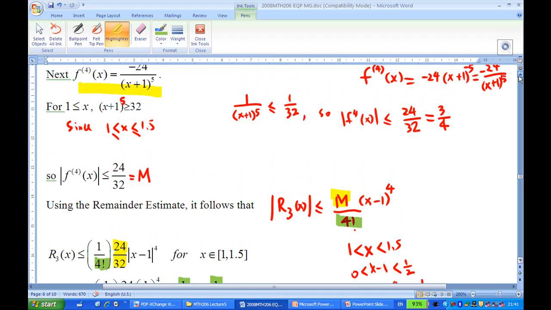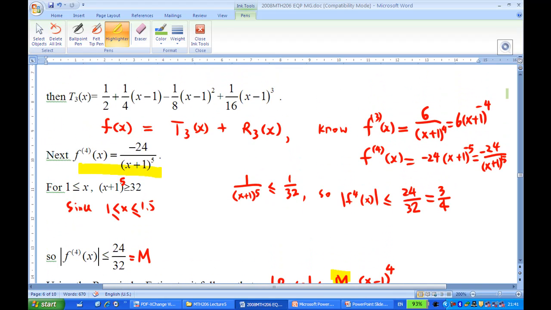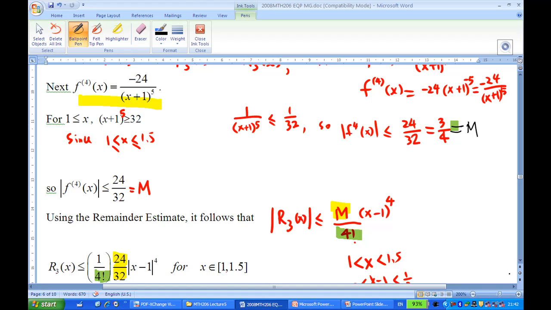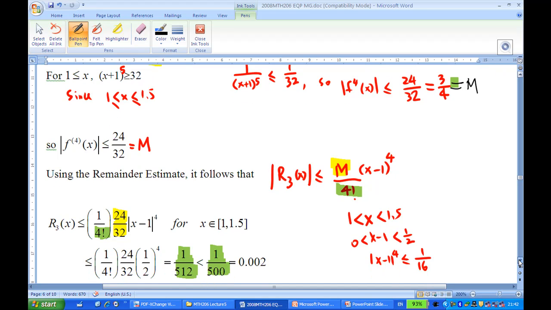Okay, so let's recap again. In all my working, after I obtained T3(x) already, I found the fourth derivative, then estimated the fourth derivative, and found that M is equal to 3 quarters. And then from here I used the estimation for the remainder, and you find that the error term is less than 0.002. This is the end of this recording.